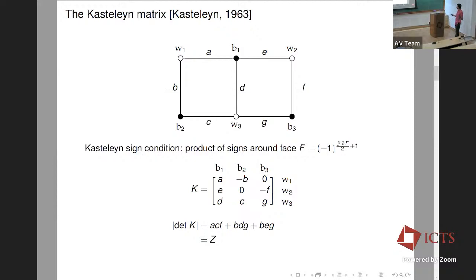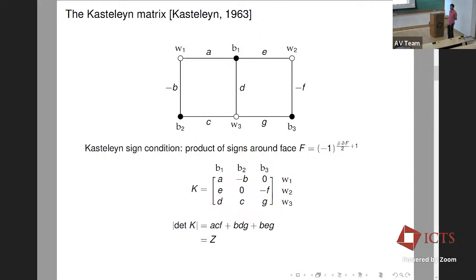So once you put these signs, you can write down a bipartite adjacency matrix. The columns are indexed by black vertices, the rows are indexed by white vertices, and the entry in column B1, row W1, is going to be the weight of the edge between B1 and W1. So it's just the adjacency matrix, but you put the weight instead of ones. So similarly, B2, W1. B2 is here and W1 is there, and there is this edge with weight minus B. So you put a minus B in that entry.